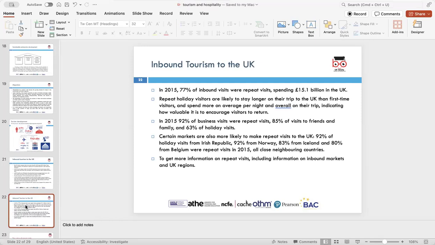Repeat tourism in the UK shows both a high volume of visitors and substantial financial impact. In 2015, 77% of international visitors were returning tourists who collectively spent above 15 billion. Repeat visitors, especially those on holidays, tend to stay longer and spend more per night compared to first time visitors, making repeat tourism a valuable aspect of the industry. Specifically, business travel saw a repeat rate of 92%, followed by visits to friends and family at 85%, and holiday visitors at 63%.